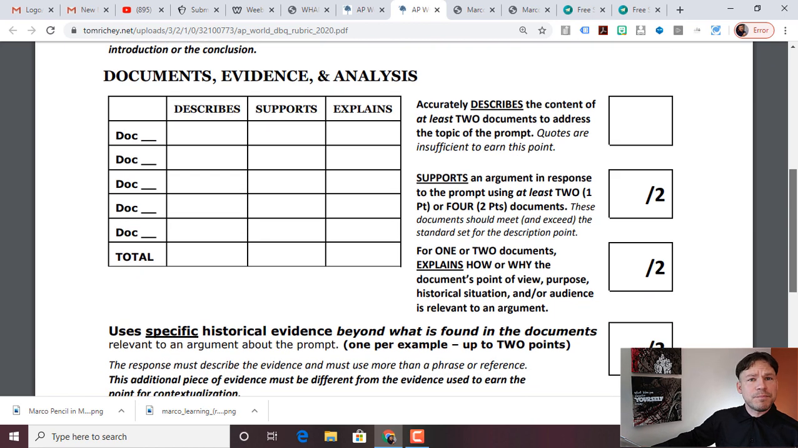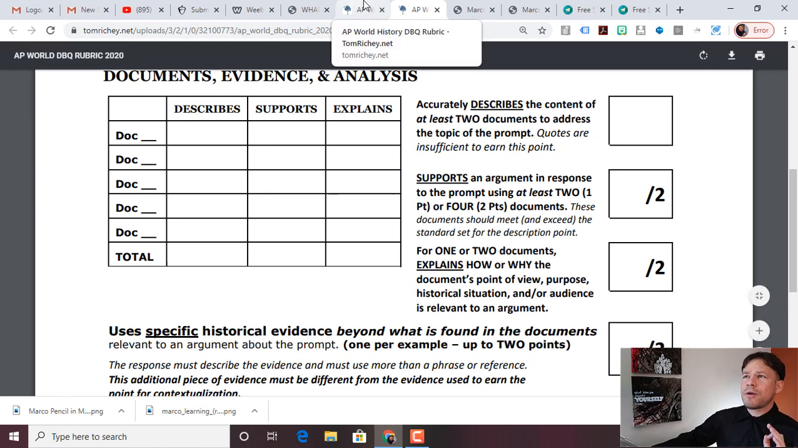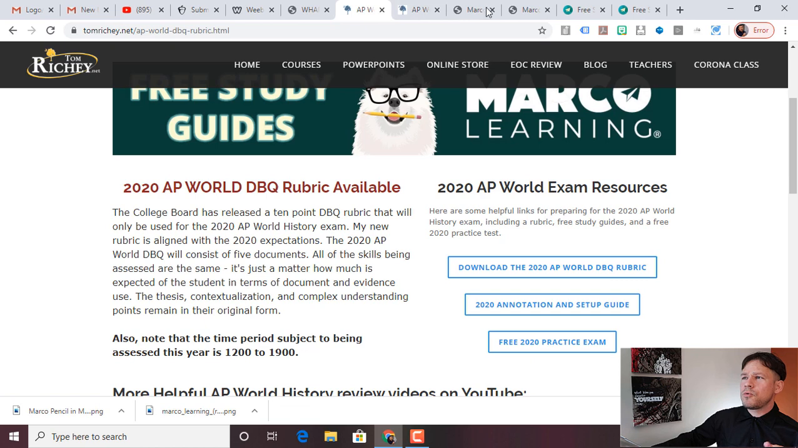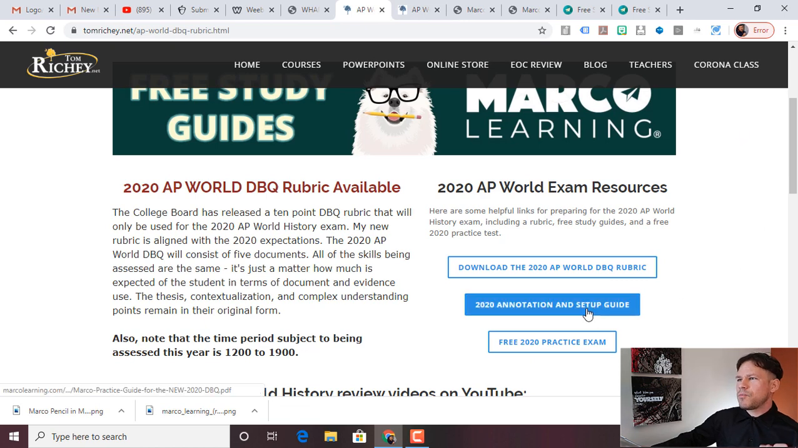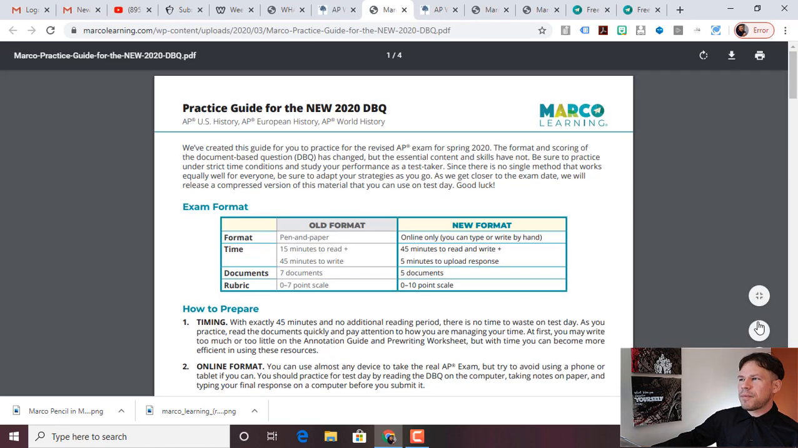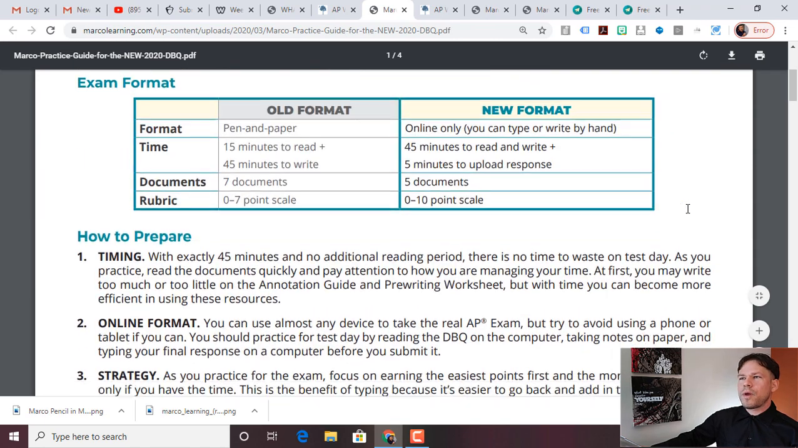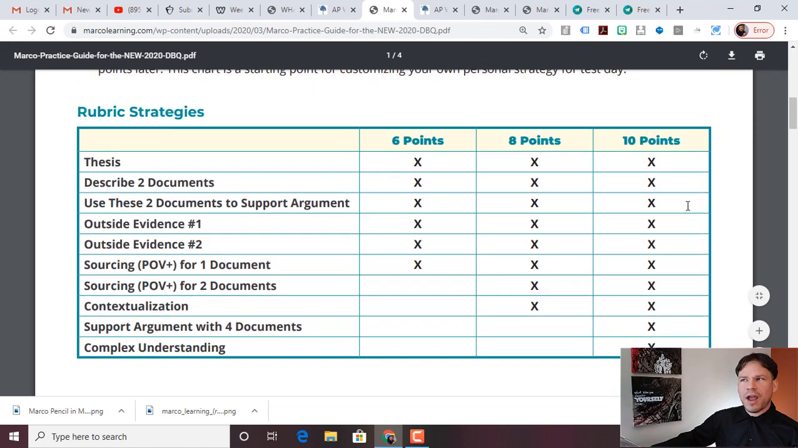Now, there are going to be 5 documents, and there is a solid strategy for getting 8 points out of 10, which is a safe 4 and maybe even a 5. So with that, we go to my page here and see the annotation and setup guide from Marco Learning, where we see some different strategies.